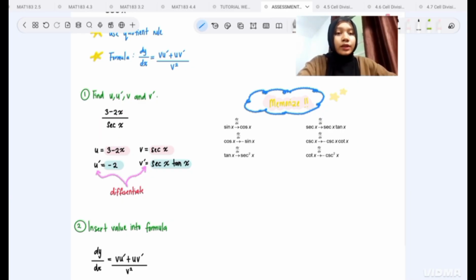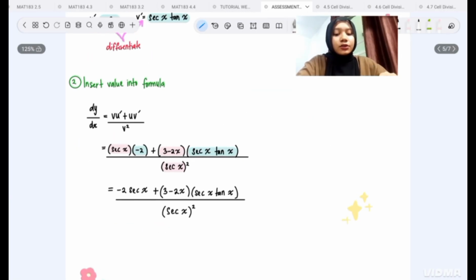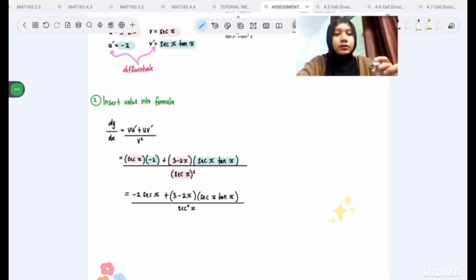So we need to find u prime and v prime. So we need to differentiate u and v. So we got the values. After that, we need to insert the values into the formula. Insert the values into the formula and simplify, and we got the answer.